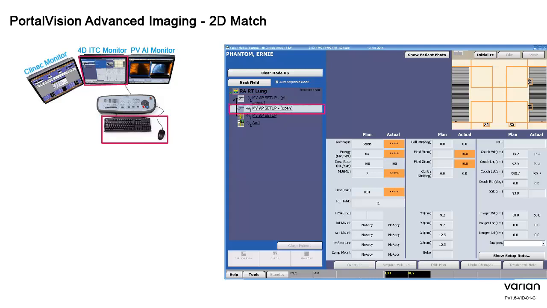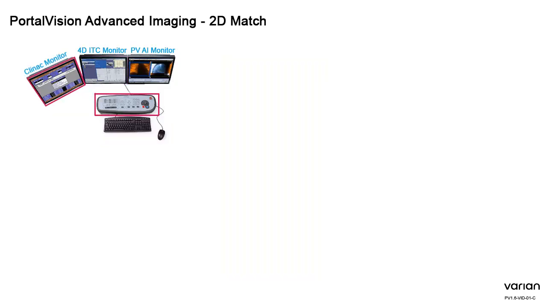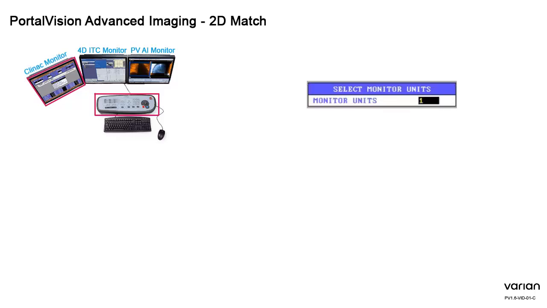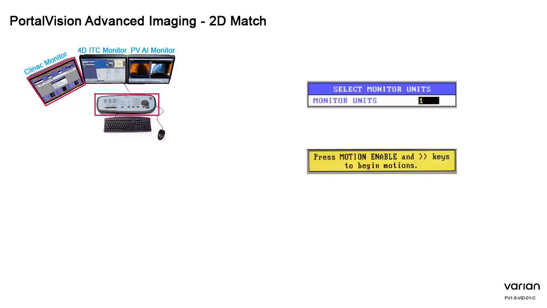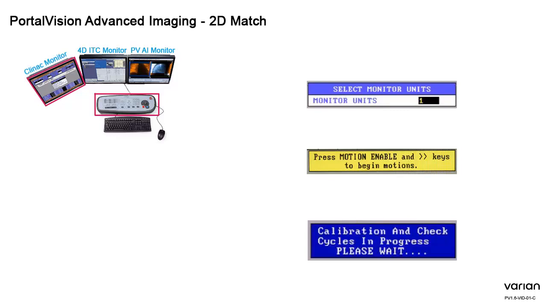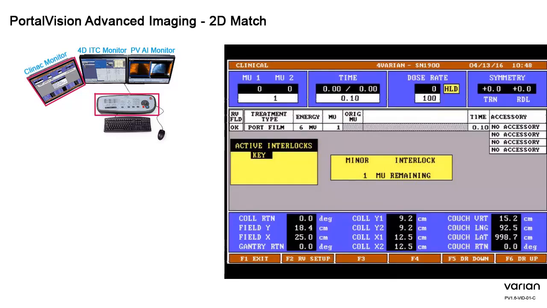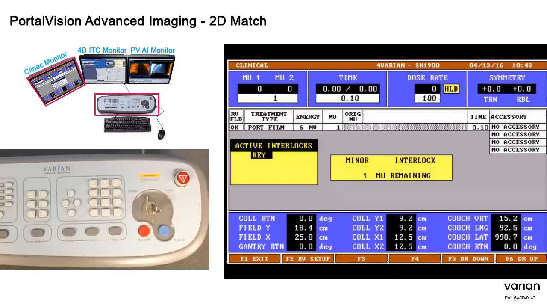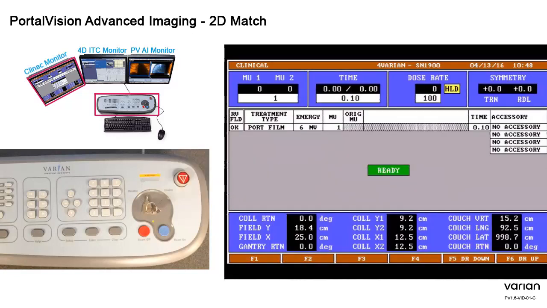The 40ITC automatically sequences to the open setup field, as it is part of a double exposure sequence template. The workflow to acquire the second exposure is: enter monitor units, move the jaws to the correct field size, calibration and check cycles complete, and then the key interlock displays. Turn the key to clear the interlock. Click on the key now to simulate this turn. Click Beam On to acquire the image.